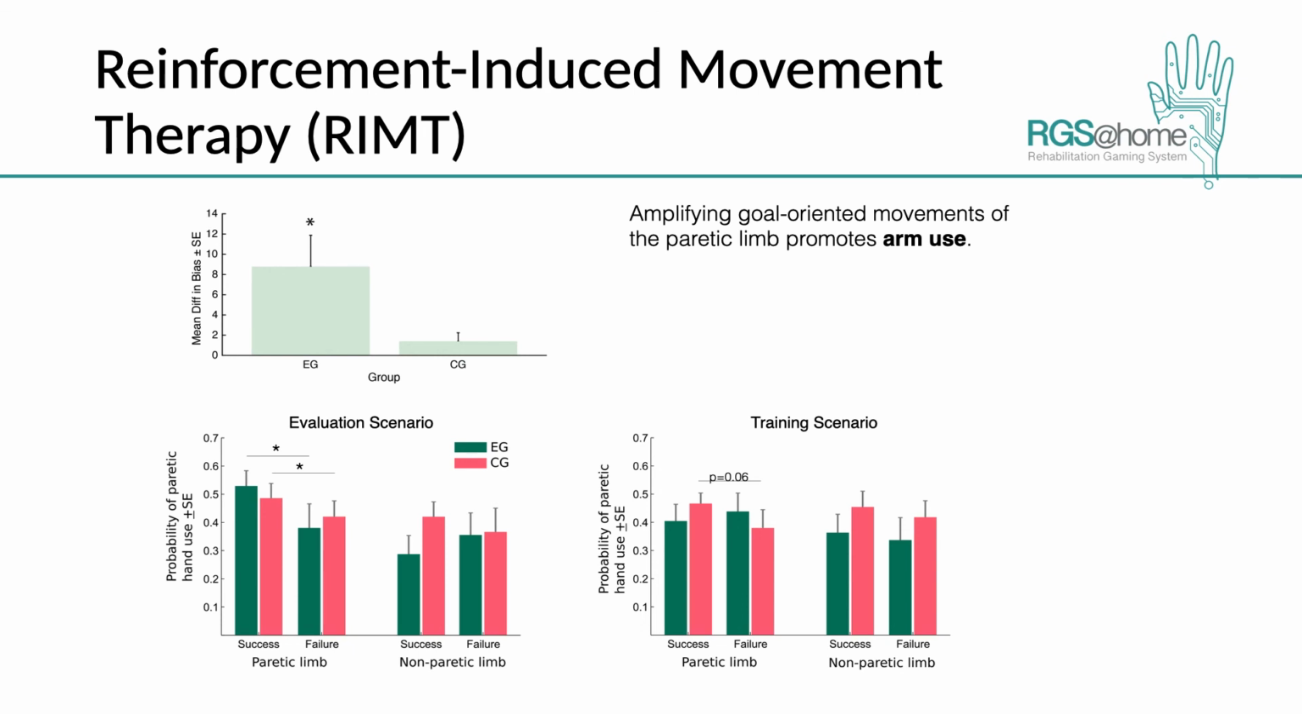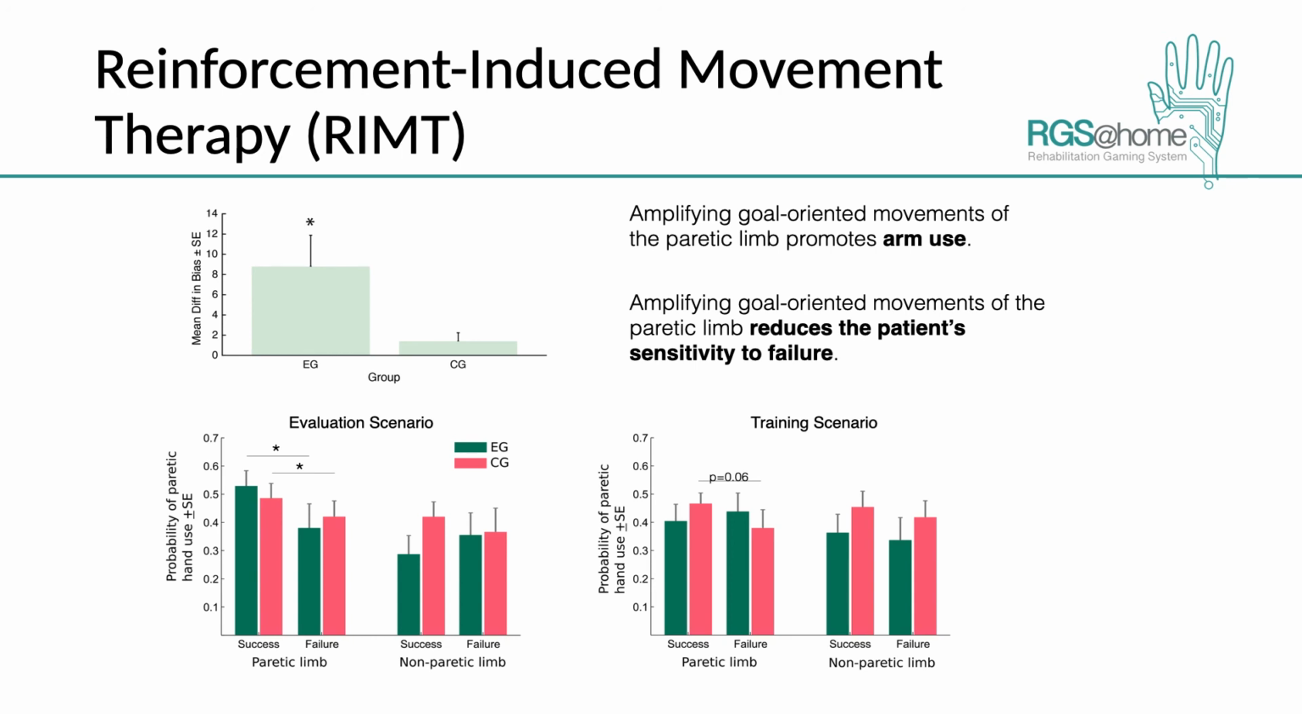So amplifying goal-oriented movements of the paretic limb promotes arm use, and also seems to reduce the patient's sensitivity to failure. Because when we expose them to augmented goal-oriented movements, we saw that this high sensitivity to failure disappeared. Not in the control group, but we observed it only in the experimental group, the one that was exposed to these goal-oriented movements.